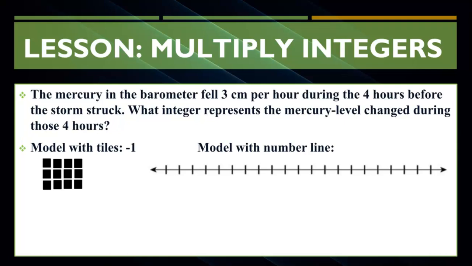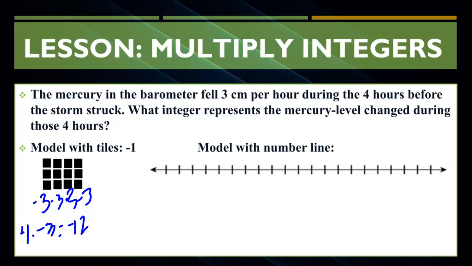Now here, if I were to use the tiles here, each tile is representing a -1. So that means this is a -3, this is a -3, and this is a -3, and this is a -3. I have 4 groups of -3. So 4 groups of -3 gives you a -12.